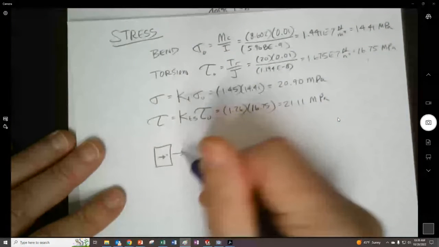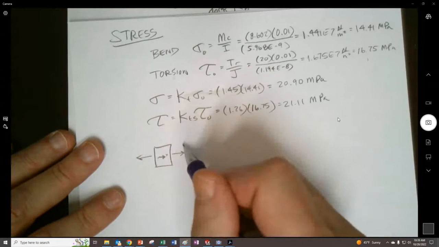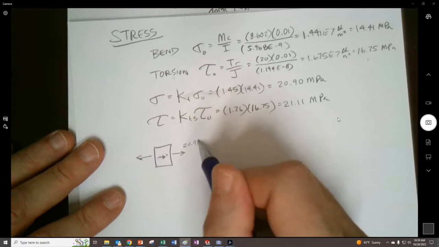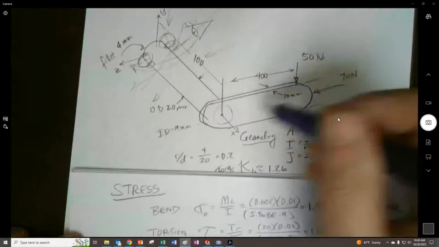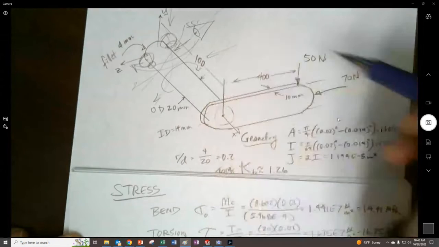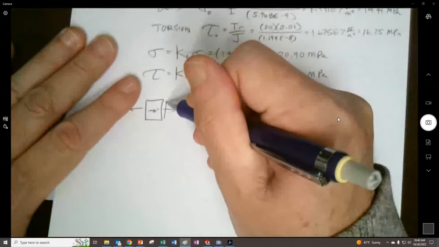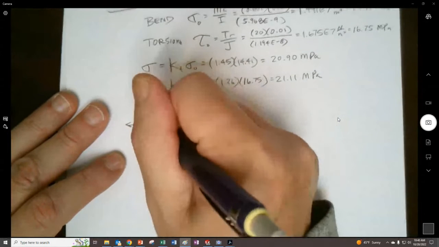But we're going to have a stress in this direction right there of 20.90 megapascals, and looking at this torsion right here, we can see the torsion is coming around that way right there. So it's going to be crossing the face, so it's really going to be that way right in there for our shear stress, if we wanted to get it correct.